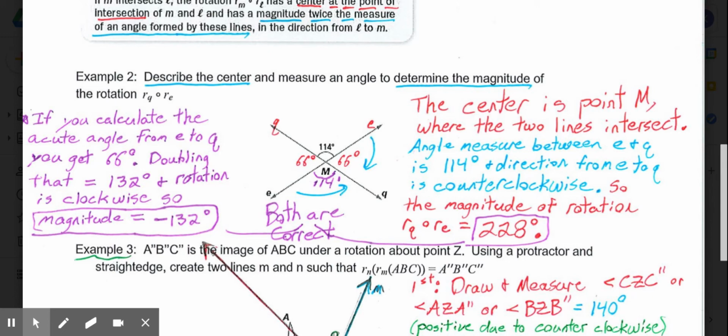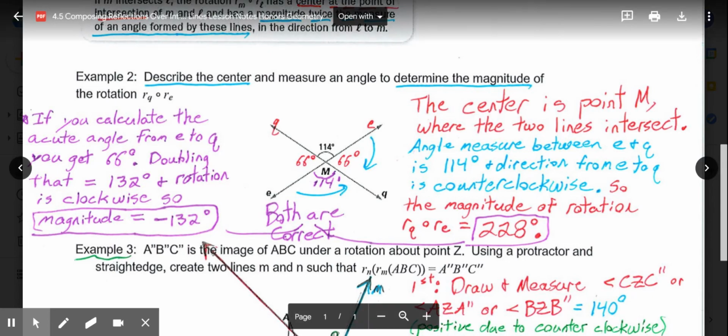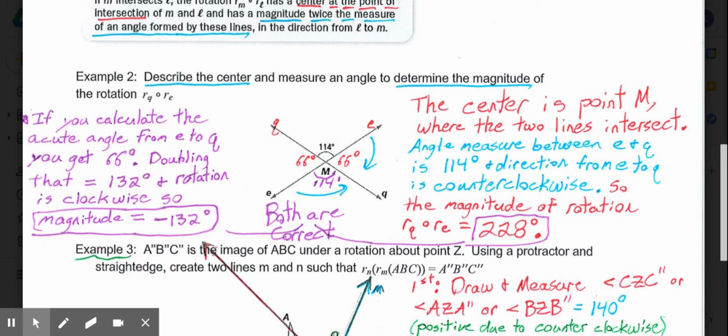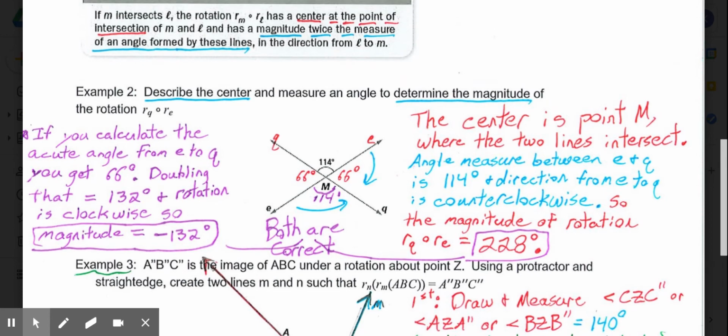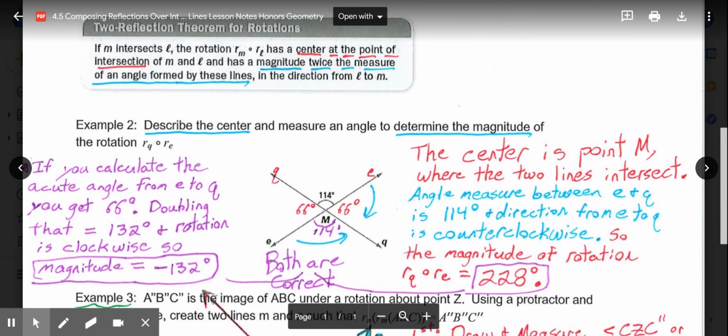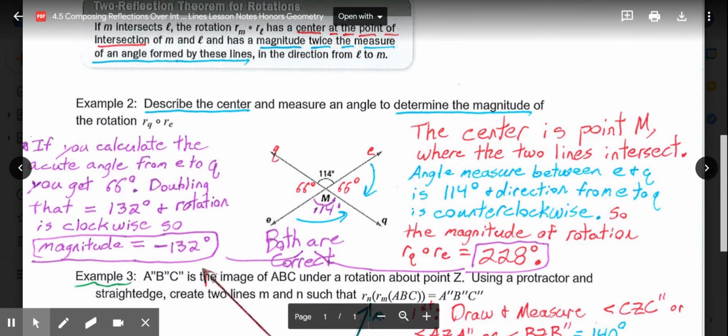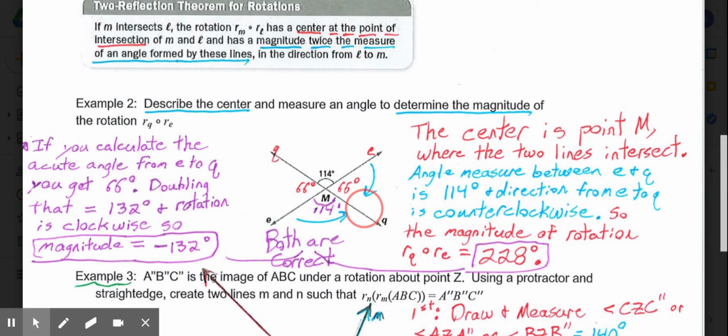So now we need to finish our description. We knew the center was M, and I know my angle measures. So what we need to look at is that magnitude, and looking back, RM following RL means our direction is from L to M. If we're RQ following RE, we're looking at the direction from line E to line Q. So going E to Q would give us the direction.